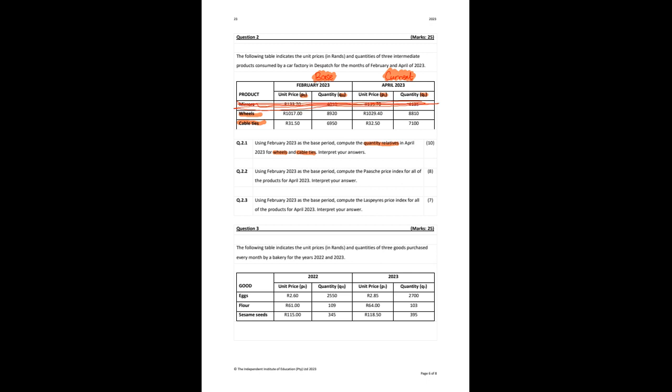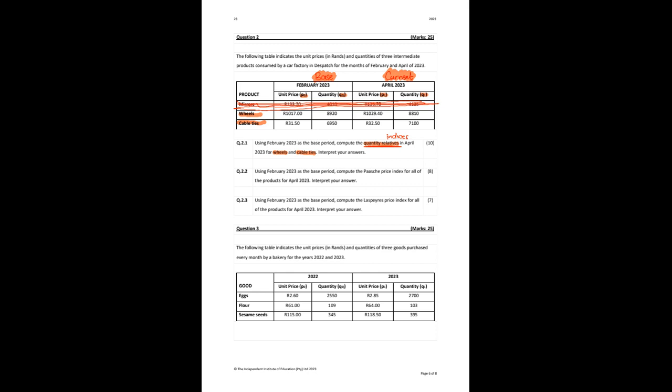So that's the first thing we identified. The second thing we identified is that they asked you to calculate the quantity relative. Now, if you look at the wording of this, another word for relatives is index numbers or indices. So to calculate the quantity indices is saying to you that you are calculating one single quantity index. It is not unweighted, it is not weighted either. It's just a single quantity index.